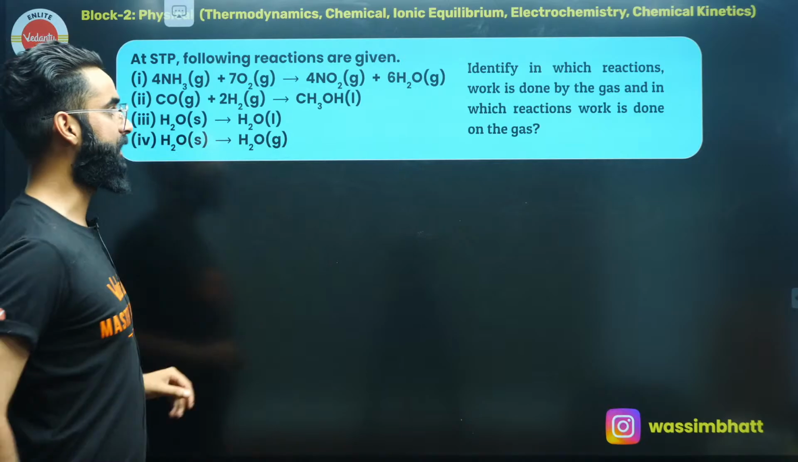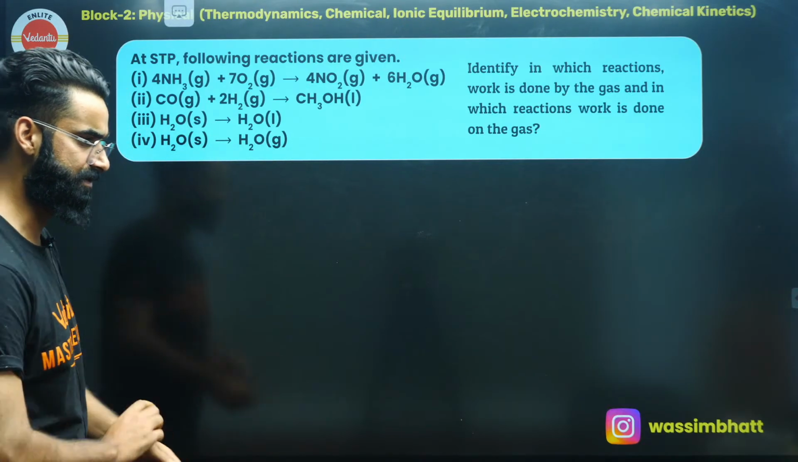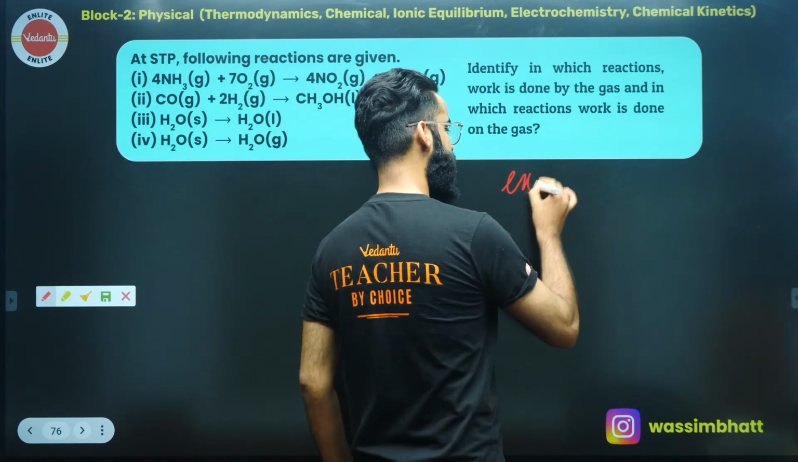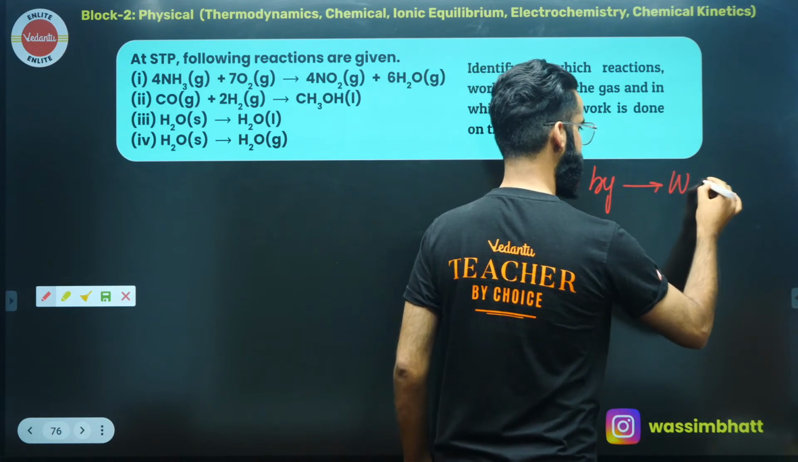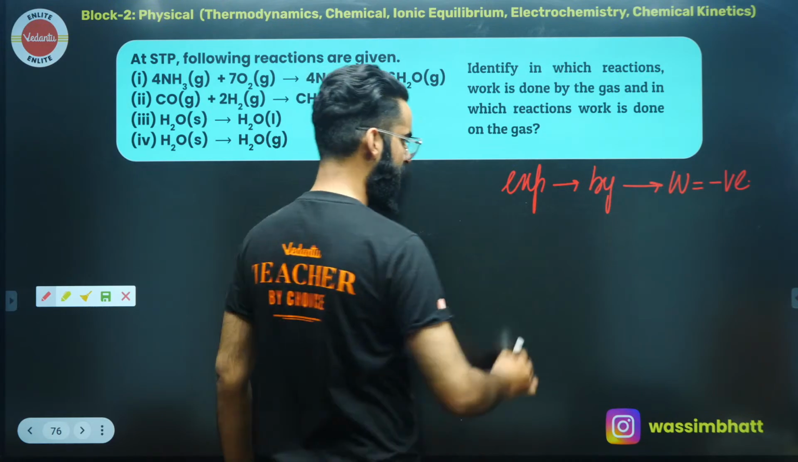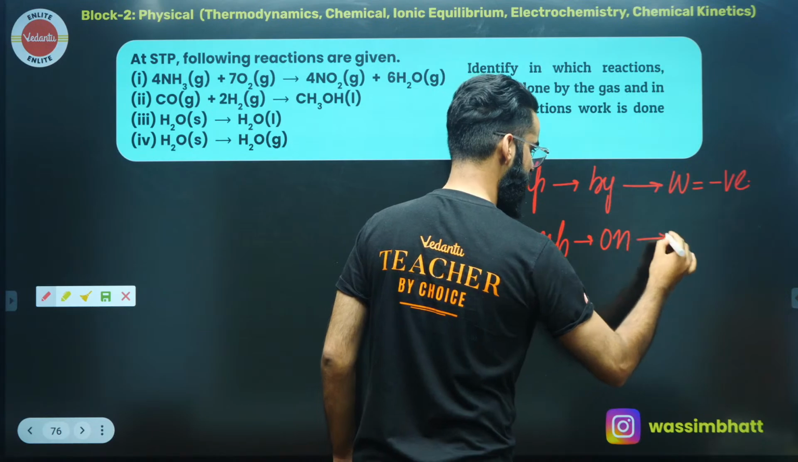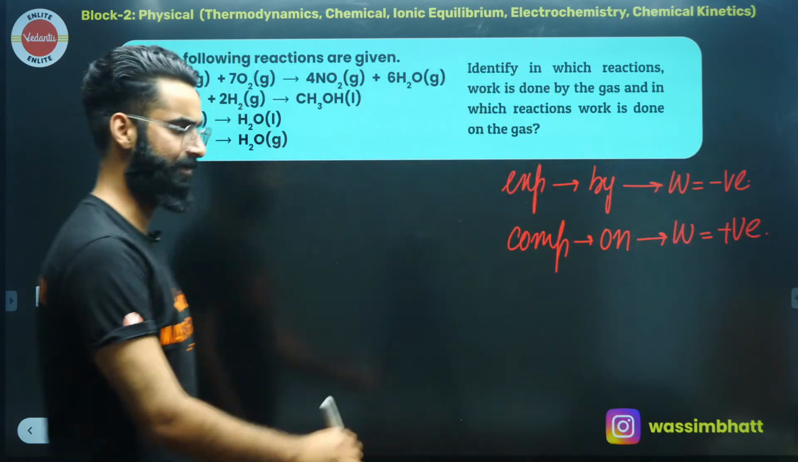At STP, the following reactions are given. Identify in which reaction work is done by the system or on the system. First thing, you must know, whenever there is expansion, we say work is done by the system, and whenever work is done by the system, W is taken to be negative as per sign conventions. Number 2, whenever there is compression, we say work is done on the system, and W is taken to be positive as per sign conventions in chemistry.